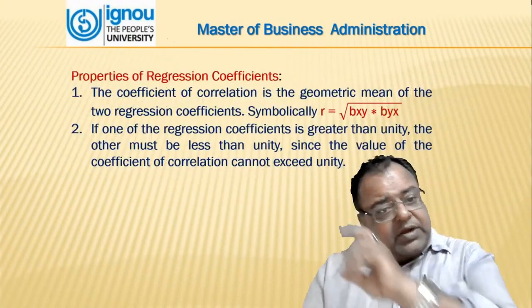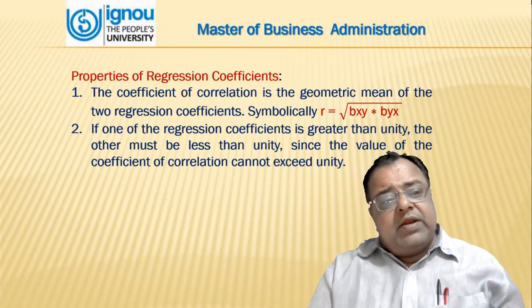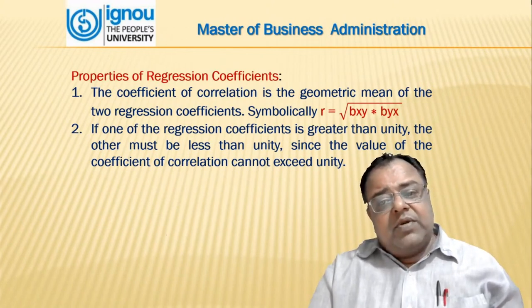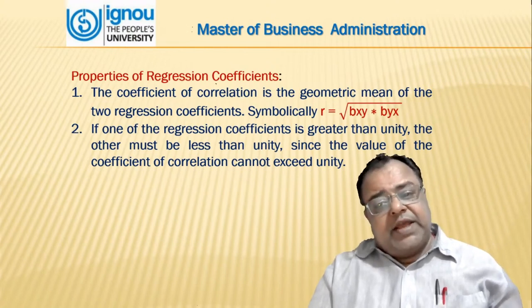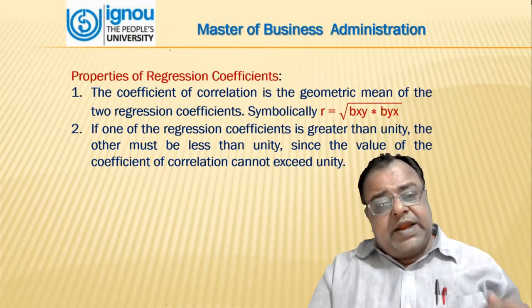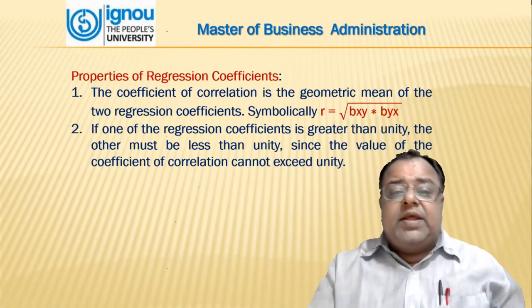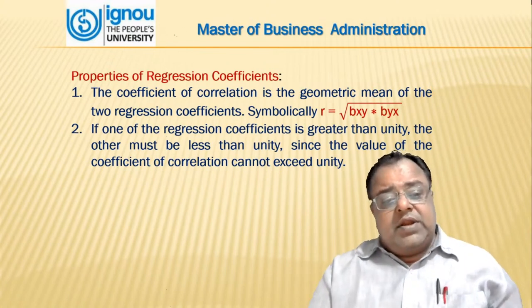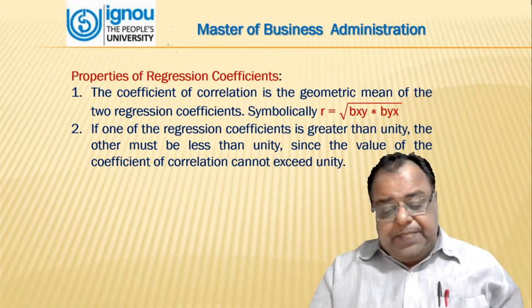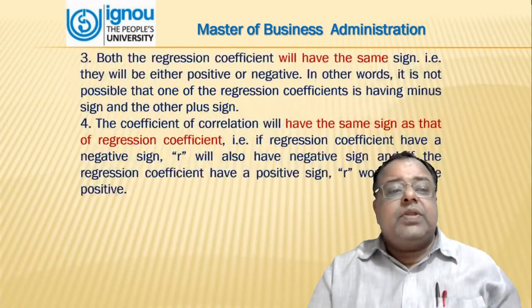The coefficient of correlation is the geometric mean of the two regression coefficients. That is, r is equal to the square root of the product of bxy into byx. If one of the regression coefficients is greater than unity, the other must be less than unity, since the value of the coefficient of correlation cannot exceed unity. And these are the basic properties of the regression coefficients.